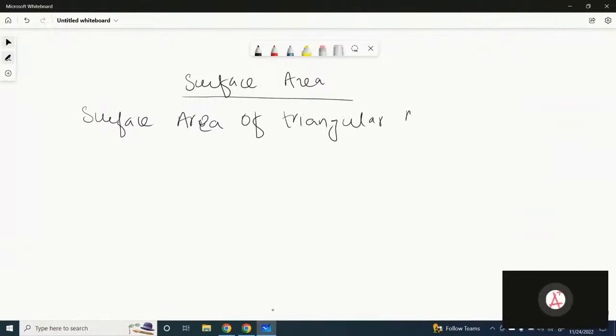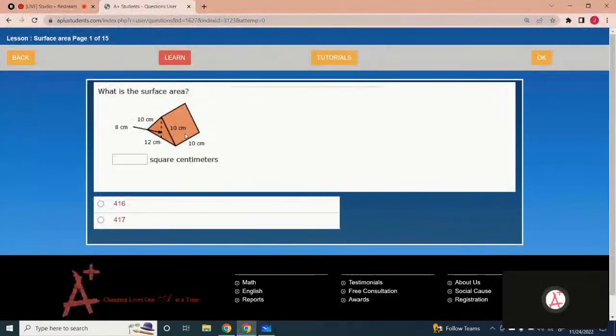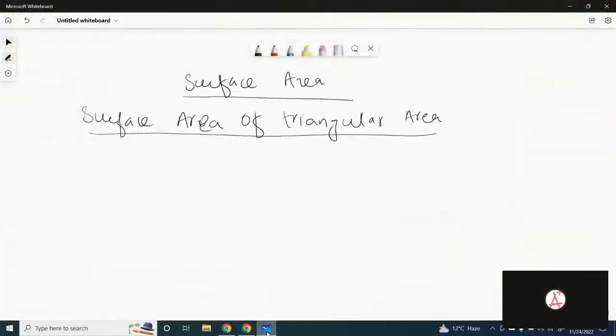To find the surface area of the triangular prism, you have to calculate the area of all the faces. The triangular prism has 1, the opposite one, 2, this one and the opposite one, 3, 4, and the base. So it has 5 faces. You have to calculate the area of each face.